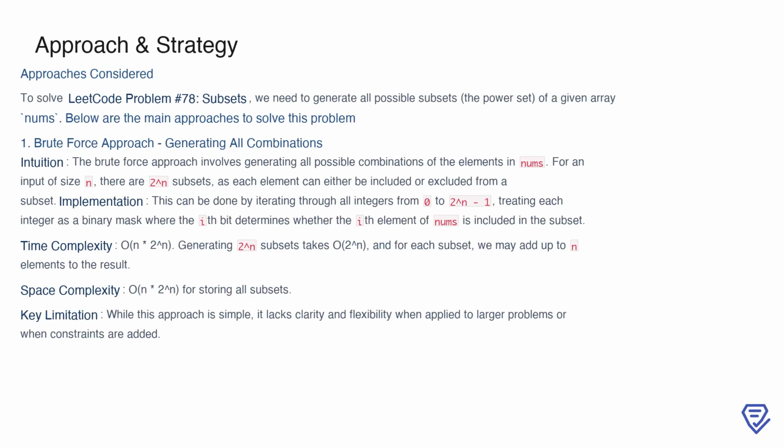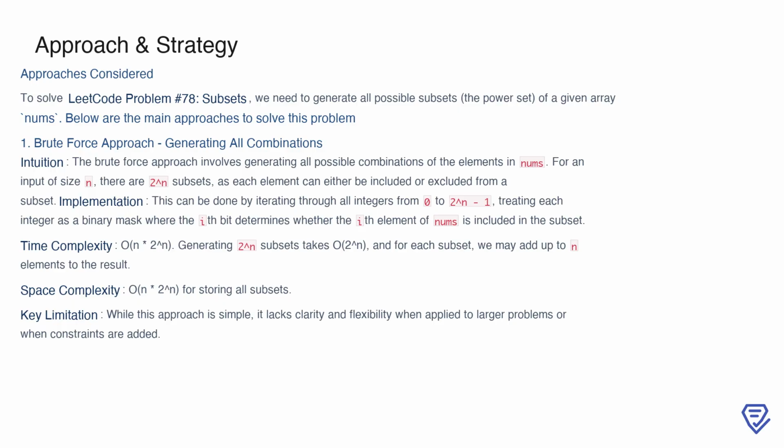To solve LeetCode problem number 78, which requires generating all possible subsets of a given array, we can consider a few different approaches. The first is the brute force approach. Here, the idea is to generate all possible combinations of elements in the input array, nums. Since each element can either be included in a subset or excluded, the total number of subsets for an array of size n is 2^n.